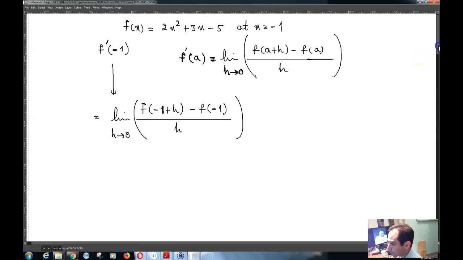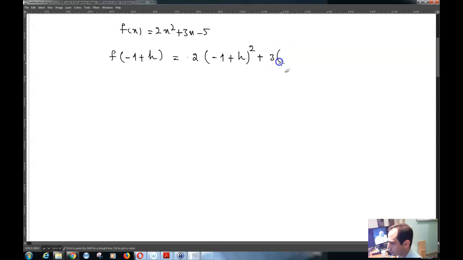So your function is f of x is equal to 2x squared plus 3x minus 5, and f of negative 1 plus h is going to be equal to 2 times negative 1 plus h whole squared plus 3 times negative 1 plus h minus 5, which is equal to, well, you can think of this part as h minus 1 whole squared, which is equal to h squared minus 2h plus 1. So that is 2 times h squared minus 2h plus 1.